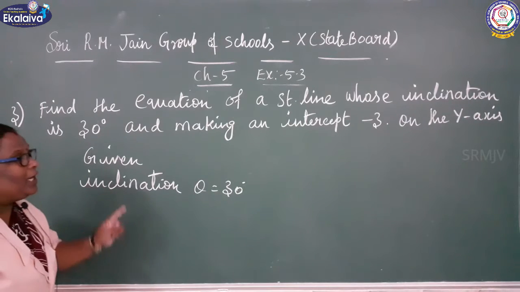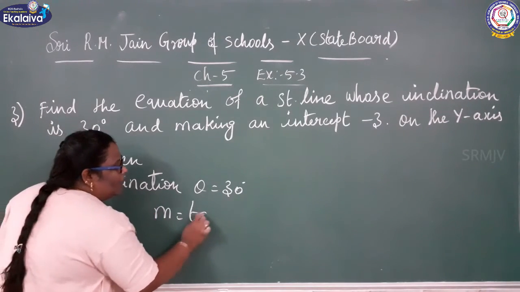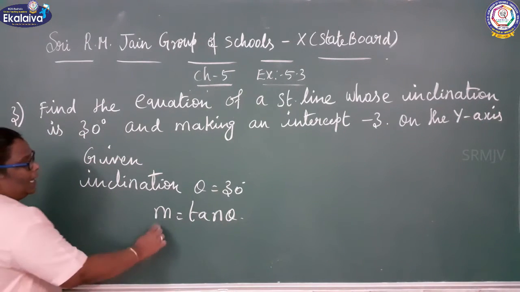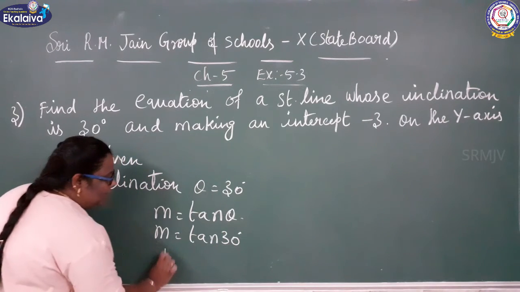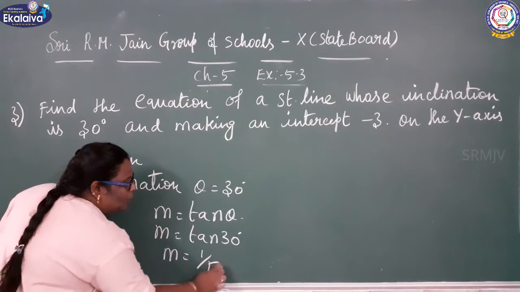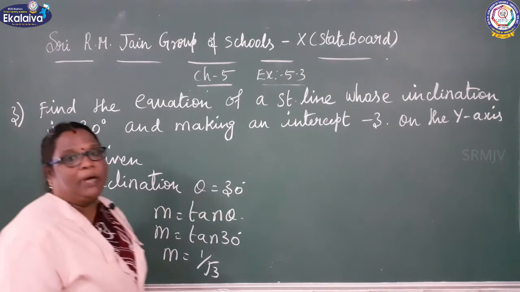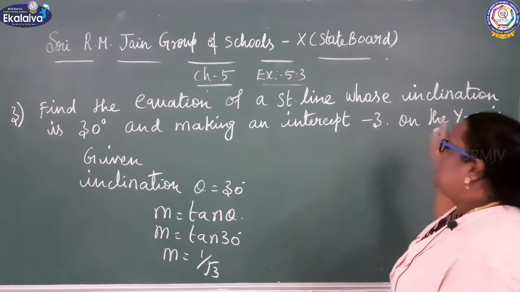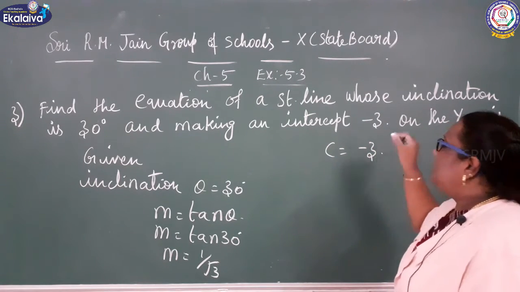What is slope? Because you want to find out the equation of a straight line, m equal to tan theta. m equal to tan 30 degree. What is tan 30 degree? 1 by root 3. Tan 30 degree is 1 by root 3. Then intercept is minus 3, that is intercept on y axis is minus 3. That is c equal to minus 3.